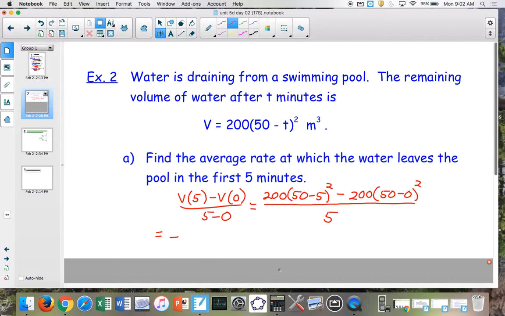Plugging these in on our calculator, we should get negative 19,000 cubic meters per minute. So that's the average rate that water is leaving the pool. We're losing exactly 19,000 cubic meters per minute. And remember, that's an average over 5 minutes.